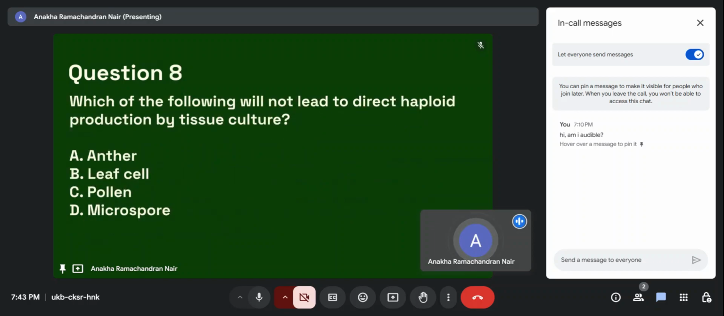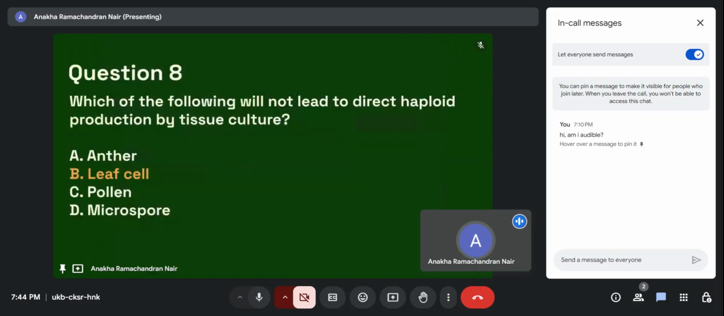Question number 8 is, which of the following will not lead to direct haploid production by tissue culture? Diploid is 2n chromosomes, and haploid is n chromosomes. So which of these will not lead to haploid production by tissue culture? There are four options given to you. Option A is anther, option B is leaf cell, option C is pollen, and option D is microspore. So what could the correct answer be in this case?